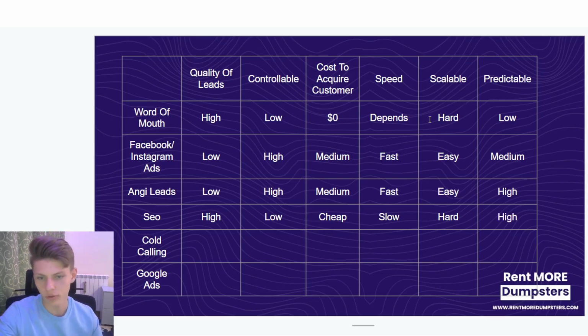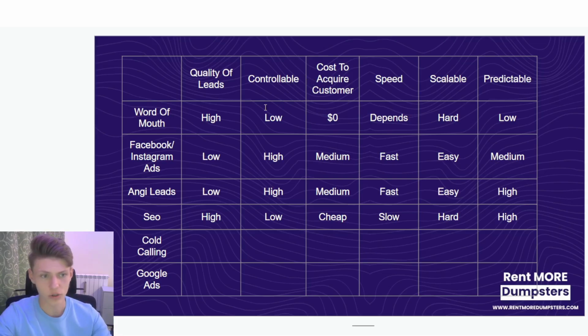And how predictable it is, it's again high, because SEO is really known as a way to get clients in a dumpster rental business. You will get a consistent amount of leads. It's probably going to be a small amount of leads, but it's going to be consistent, and it's going to be a high quality lead.